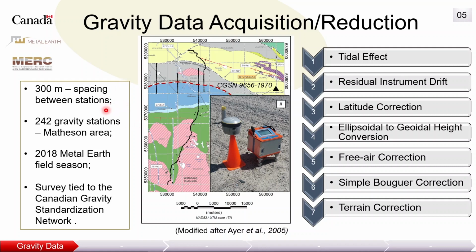The spacing was 300 meters between stations, and the survey was tied to the Canadian Gravity Standards Network, which is important because later on I'm going to show you that we combine this survey with the historical surveys compiled by the government. And here in this picture we have the gravity meter, as well as on the left the GPS receiver. The data reduction is pretty much the standard for gravity data.